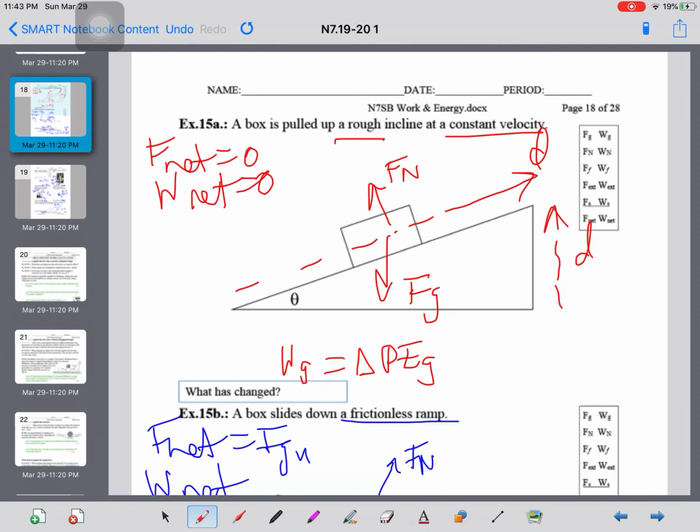But it's pulled, so you have this external force right here. I'll just call it F. That one is going to do some work. And this, let's see here.